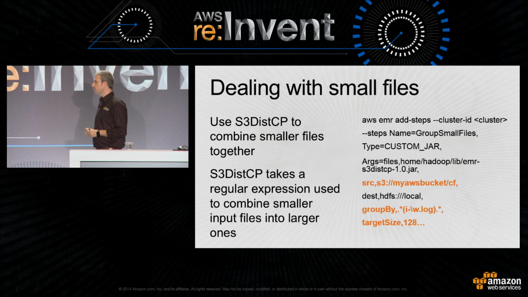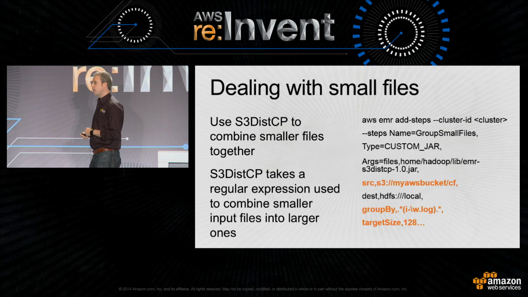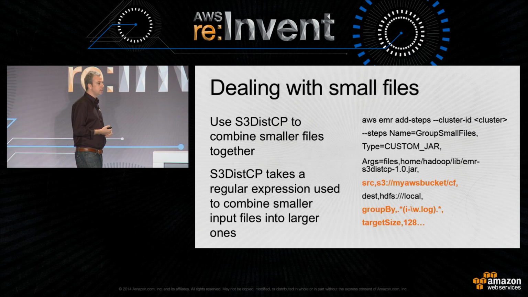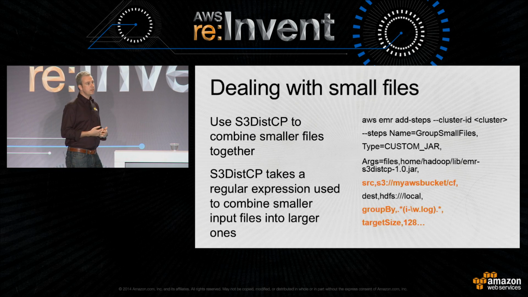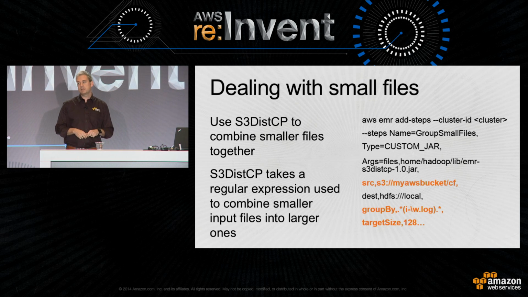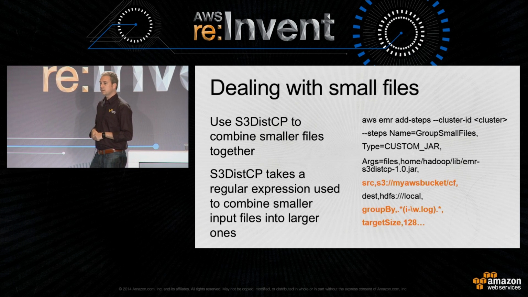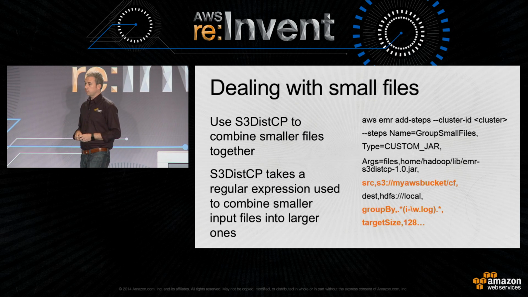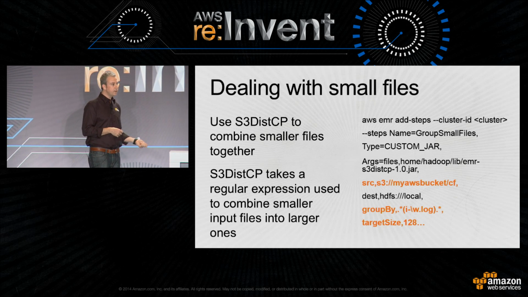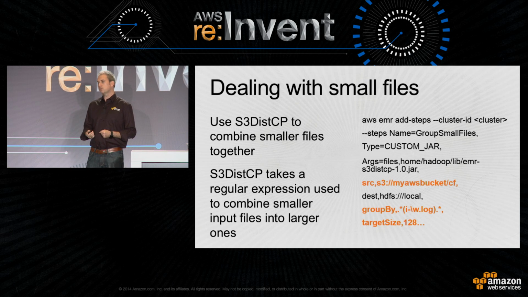Well, if you do have lots of small files, there is a utility provided with Elastic MapReduce, which is an extension of the distcp program called S3 distcp. And S3 distcp is designed to give you a very high performance way of working with data on HDFS or S3. Particularly, it allows you to move data between S3 and HDFS, but also do interesting transformations.